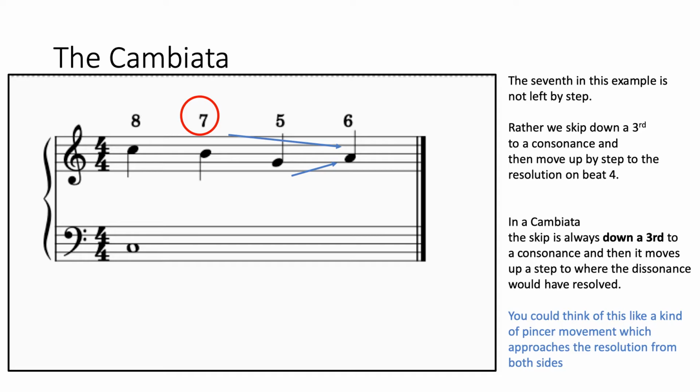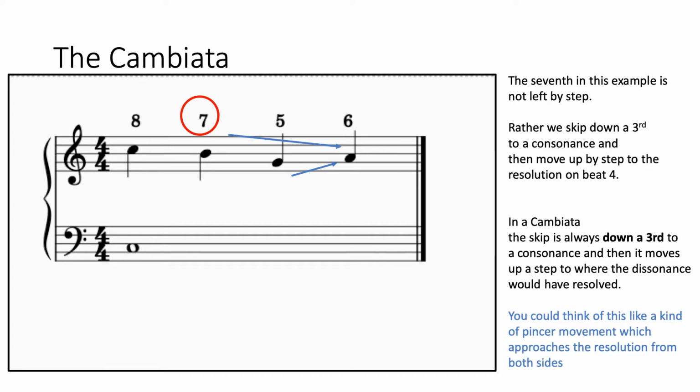And it's a fairly idiomatic technique. It's worth just emphasising that it's always the same formation. So we start off, we've got this dissonance, we leap down a third, and then we move up a step to where the dissonance would have usually resolved. So the dissonance would usually resolve on the A, as so.